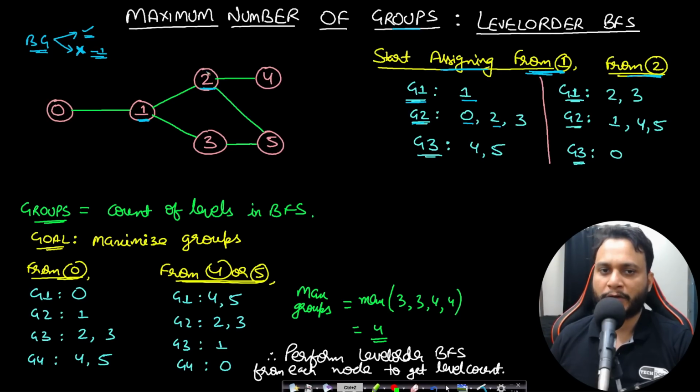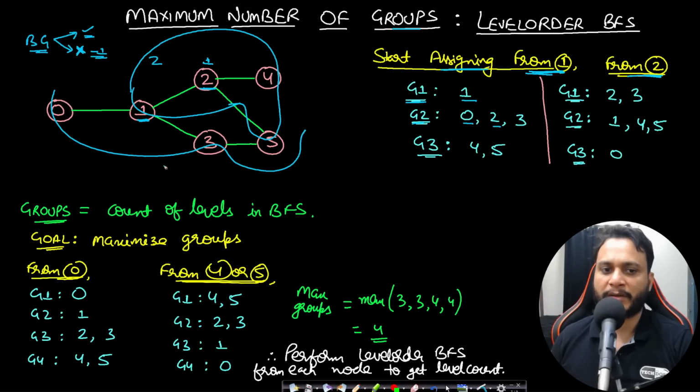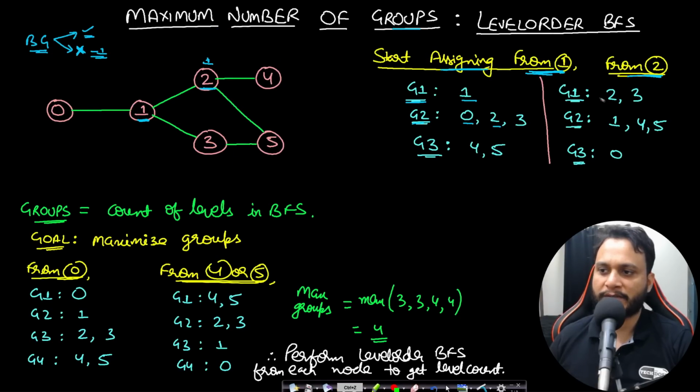Let's try from 2. Now if you perform level order traversal from node 2, then this will be in group 1, and all its adjacent nodes, this one, will be coming into group 2, and all their adjacent nodes will be coming in group 3. So this is forming 3 groups, right? You can just adjust these values. In group 1 you will just have 2. In group 2 you will have 1, 4 and 5, right? And then in group 3 you will have 0, 3 because it is at the 3rd level. So this is how you can perform level order traversal.